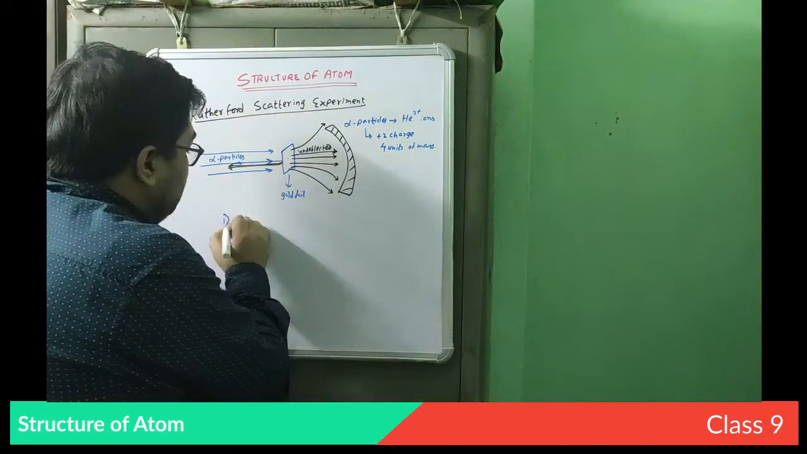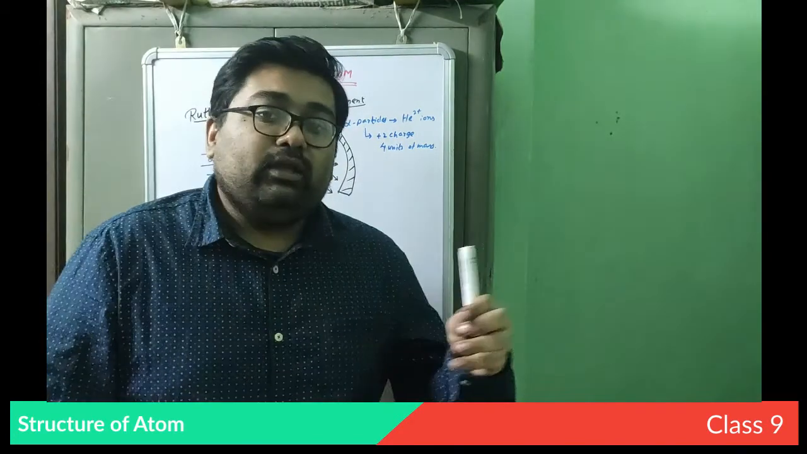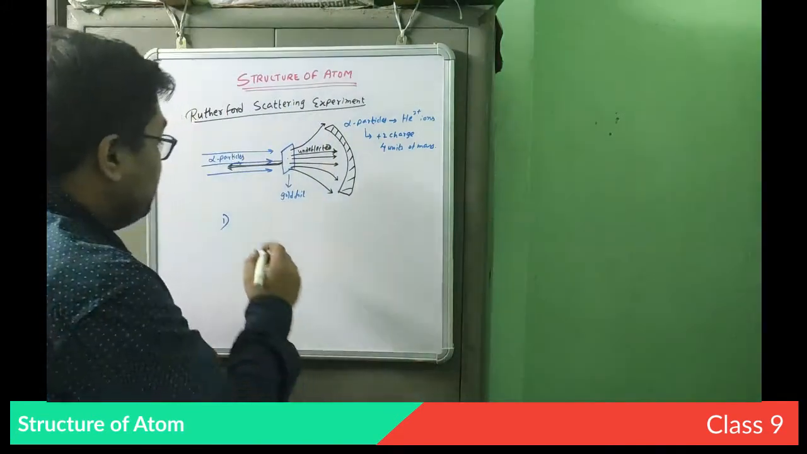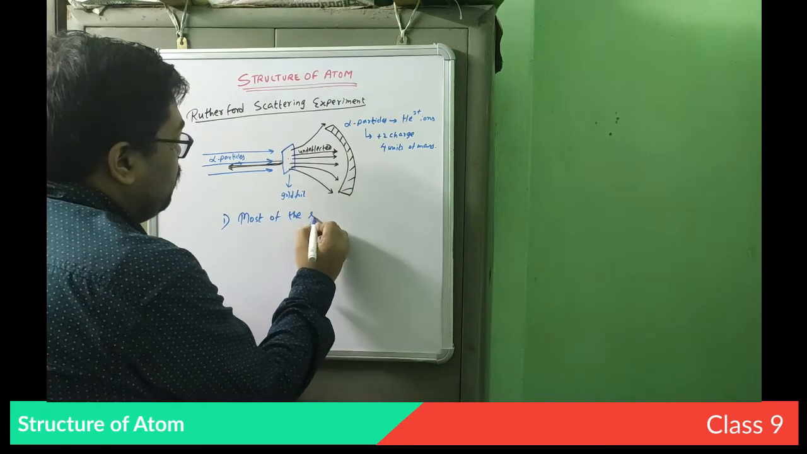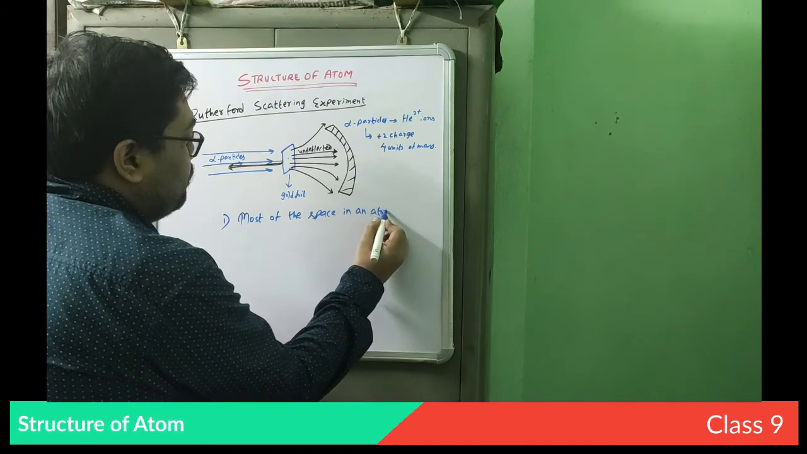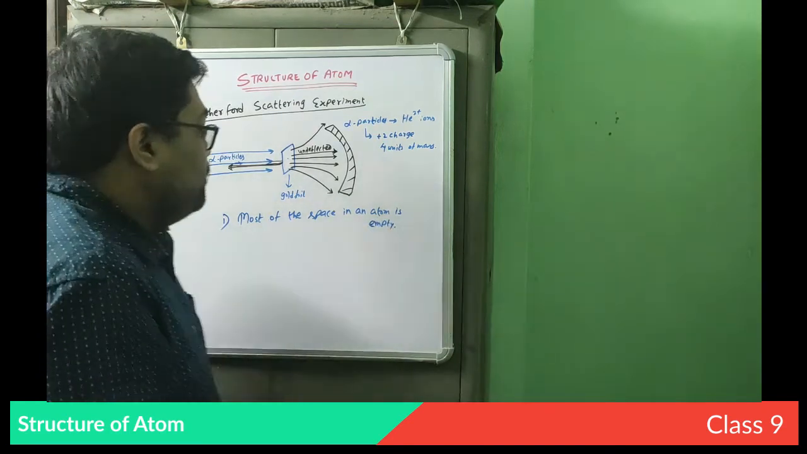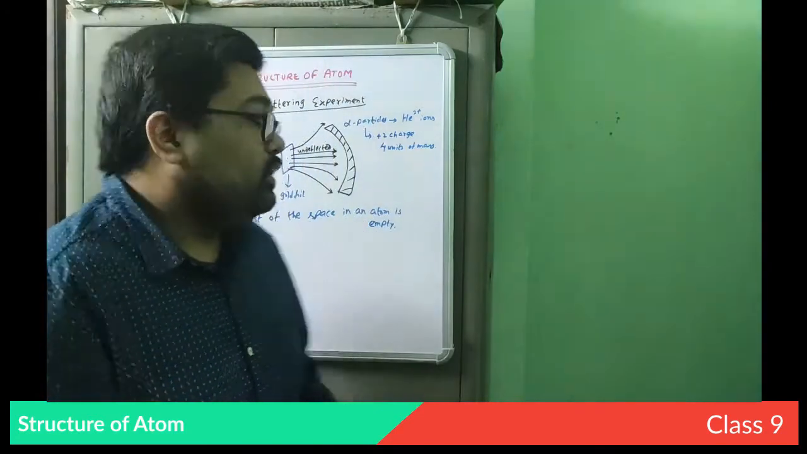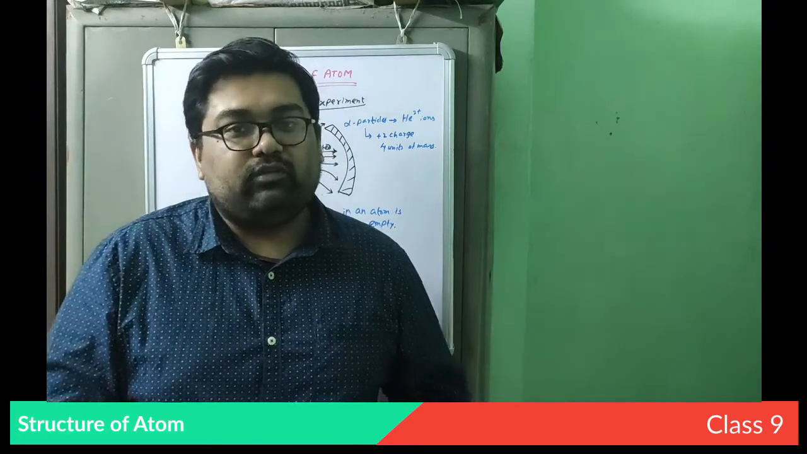Number one is, as most of the alpha particles were hitting the screen without any deflection, that suggests that most of the space in an atom is empty. That means the space inside an atom is empty. That's why most of the alpha particles were hitting the screen without any deflection.